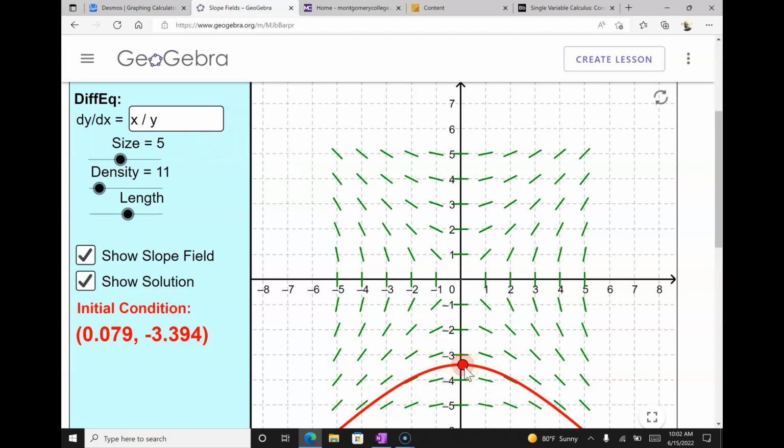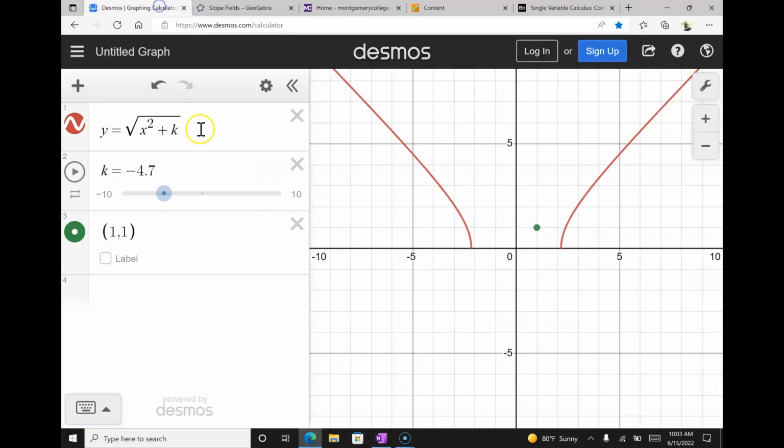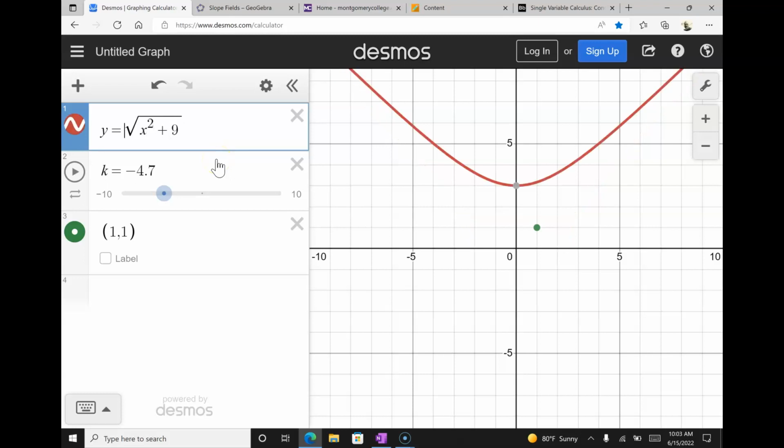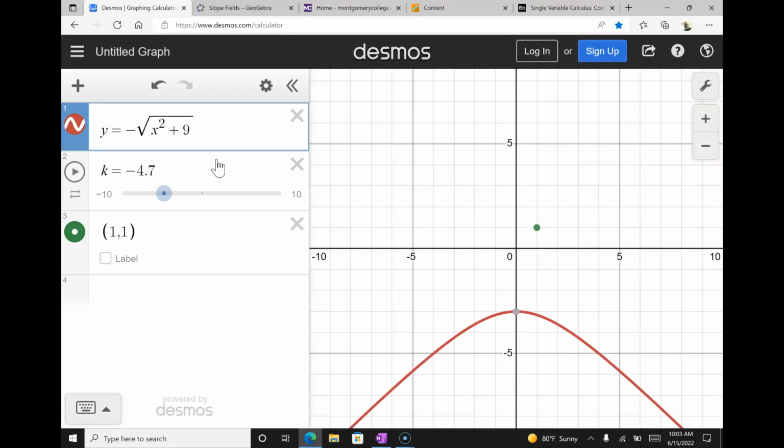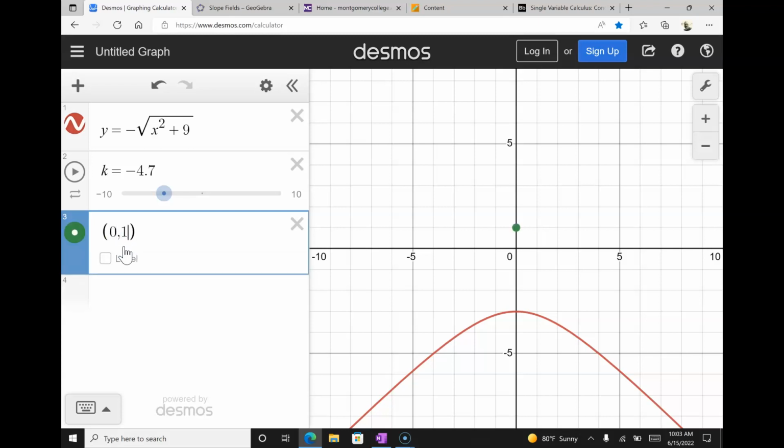I'm not doing all of this on a quiz or anything, right? And 0, -3, right? There it is. And I want to go to Desmos and double check it, right? So I've got it, gonna change my k to a 9, and I'm going to change my positive to the negative. There it is. And I'm going to put in my point. I want to double check that I've got that initial value on that curve. Pretty damn easy, huh?